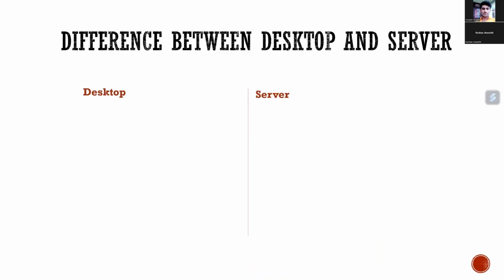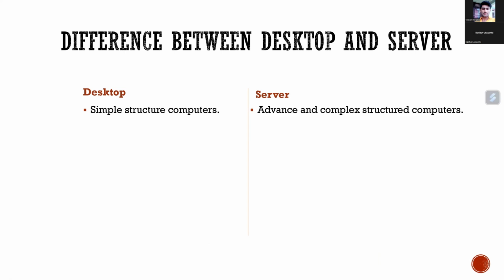Difference between a server and a desktop. A desktop is a simple structured computer built for the normal user to perform basic tasks like computing, running Excel and other stuff, and basic games also. So desktops are meant for basic calculations or basic computational things.